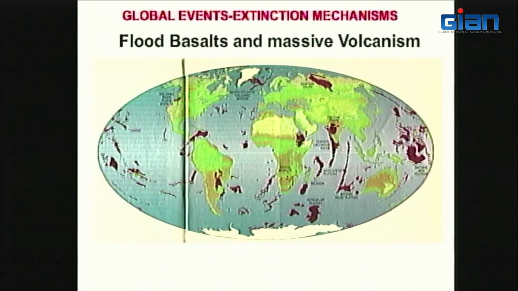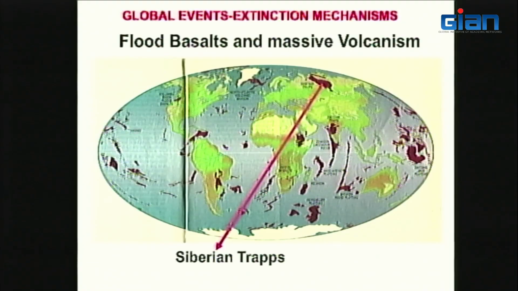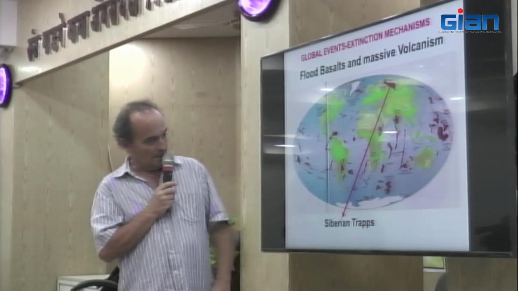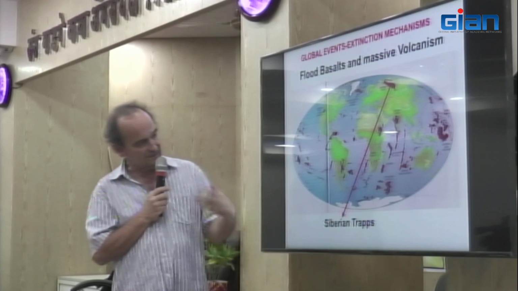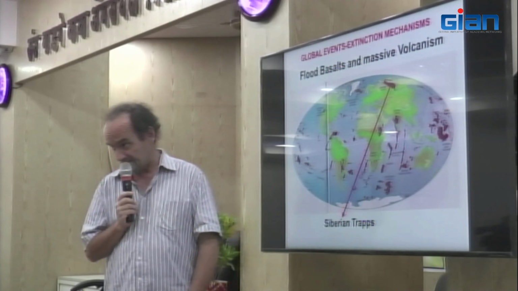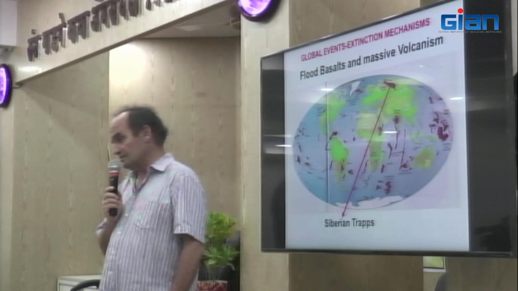Just a map showing you where are the Siberian traps. They are here, you probably know. Just for comparison, you have here the Deccan, and some other ones which are quite big, the Columbia River, the North Atlantic volcanic margin, and Parana-Etendeka. All this volcanism is continental. That's why it was so efficient for the mass extinction.